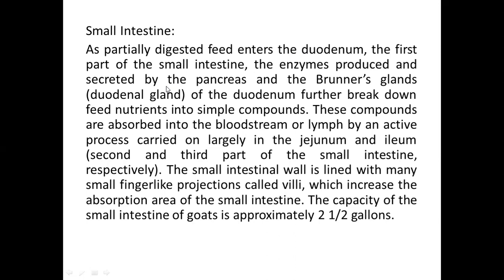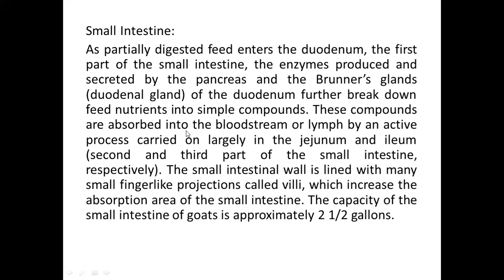The enzymes produced and secreted by the pancreas and the Brunner's gland, which is also known as the duodenal gland, further break down feed nutrients into simple compounds. So the function of the small intestine is to produce some enzymes with the help of the pancreas and Brunner's gland, and these enzymes will break down the partially digested feed materials into more simple compounds.